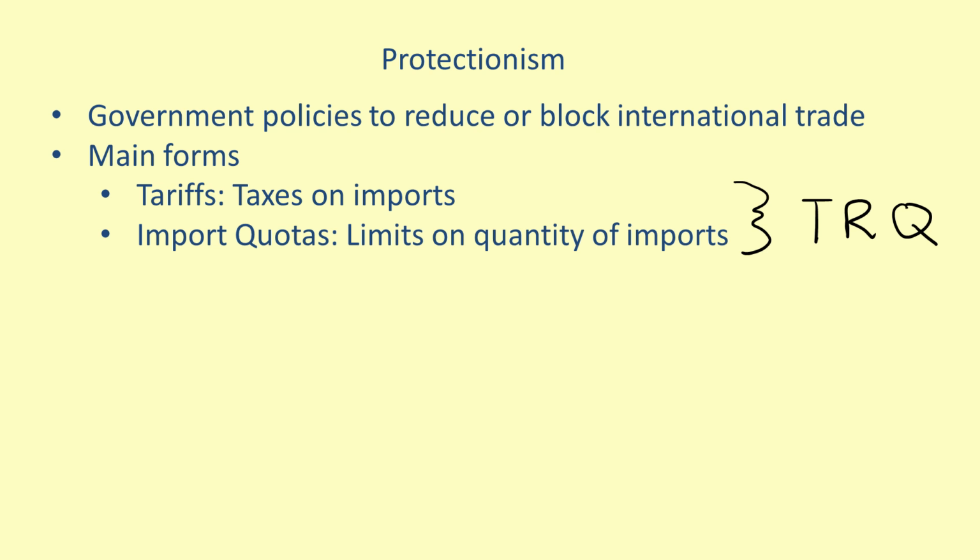The third main form of protectionism is called non-tariff barriers to trade, which is a broad class of actions, rules, and regulations that can reduce or increase the price of imports. It basically includes any barrier to trade other than tariffs. Some people classify quotas as non-tariff barriers as well.